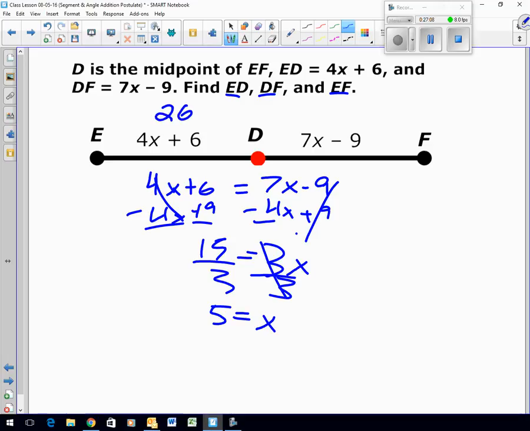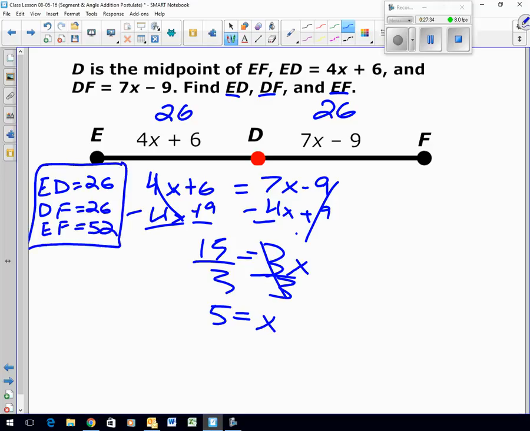Scarborough, did you get 26? Did you get 52? Well, boss, what's 26 and 26? Well, it is, right? So here's the answer to the question I've asked. E to D, D to F, E to F. 26, 26, 52. See that?